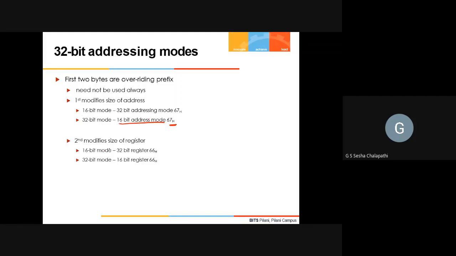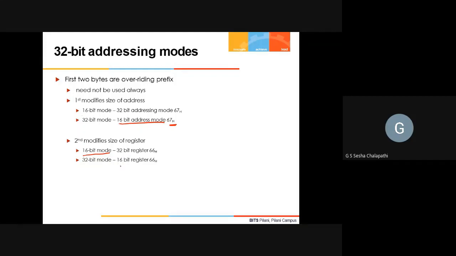And you will have a register violation when, inside 16-bit mode, you use 32-bit registers, or inside 32-bit mode, you use 16-bit registers. Then you will have a violation.